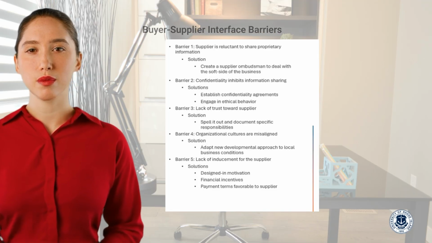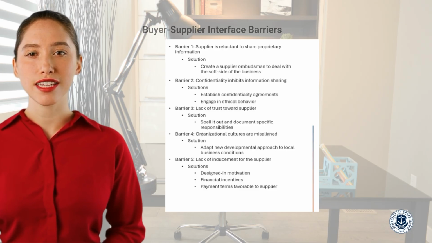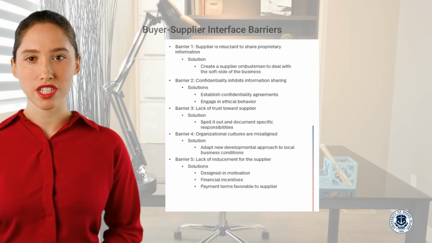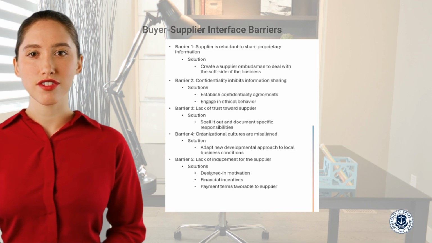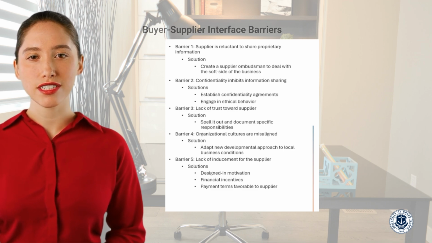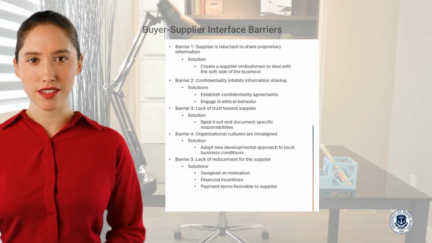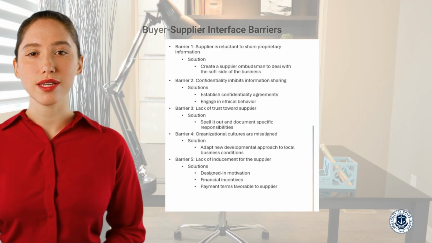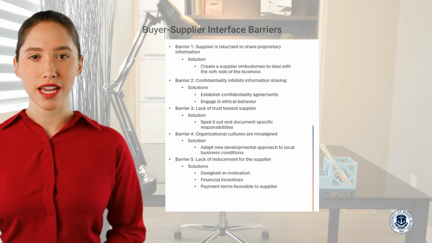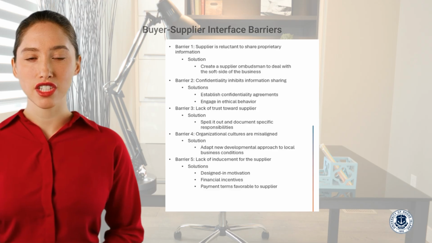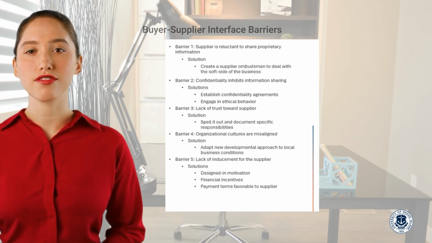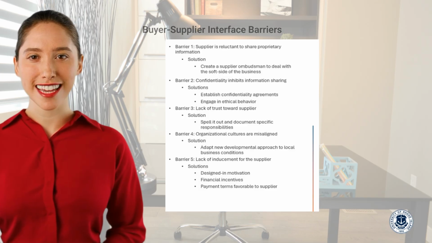Even when both firms want improvement, supplier development can stall because of problems at the relationship interface, the interaction between the buyer and supplier. The first barrier is a supplier's reluctance to share proprietary information. Suppliers worry that the buyer could misuse their data or pass it to competitors. One solution is to create a supplier ombudsman, a neutral contact person who manages communication, resolves concerns, and builds confidence in the relationship.